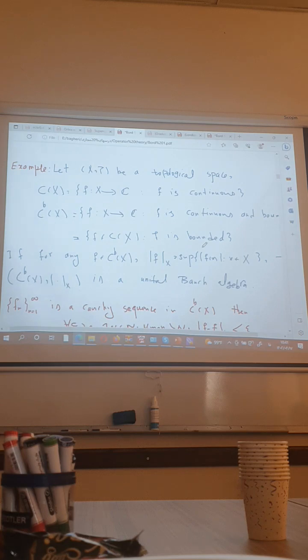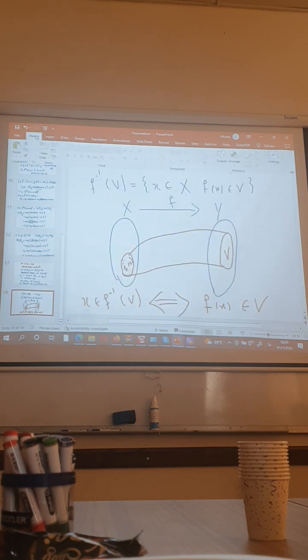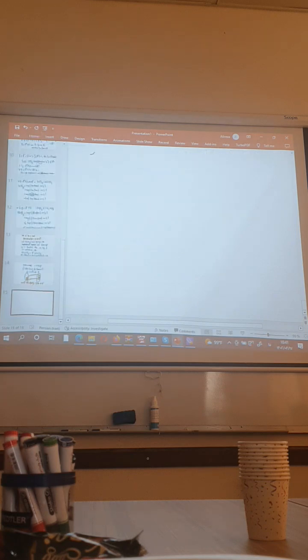Bounded? The closed sets. No. F is bounded if we have a real number, f from X to C is bounded if and only if there exists an M such that for any x in X, the absolute value of f of x is less than or equal to M. This is the definition of a bounded function.